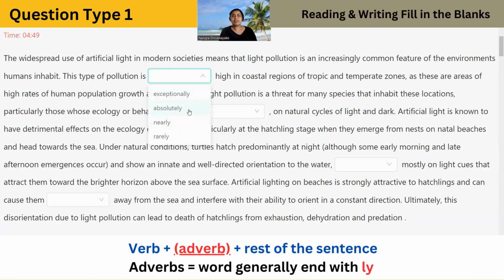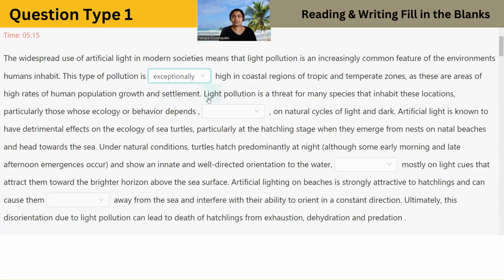The other option is absolutely high. In this sentence, absolutely high doesn't match. We have to select exceptionally high. Exceptionally high means that it is unusually high, high to an extreme level. Now let's move to the next sentence.